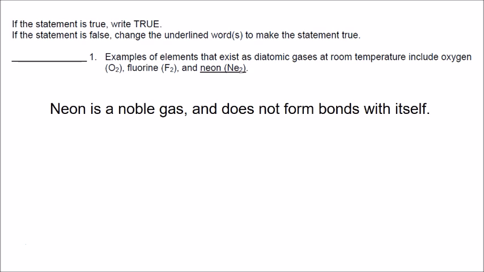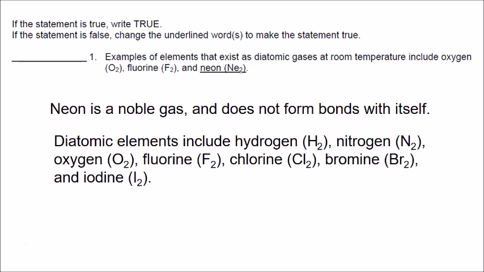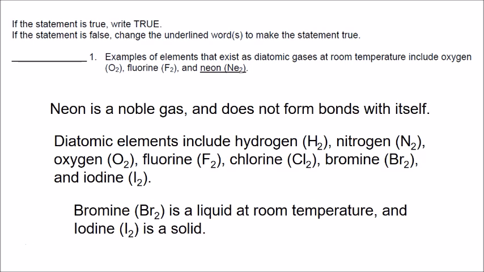Well, neon is not a diatomic gas. It is a monoatomic gas because it doesn't form any bonds with itself. The diatomic elements include hydrogen, nitrogen, oxygen, fluorine, chlorine, bromine, and iodine. But we're looking for gases at room temperature. And since bromine is a liquid and iodine is a solid at room temperature, that leaves hydrogen, nitrogen, or chlorine. All of these would have been acceptable choices to change the underlined portion to make it true.